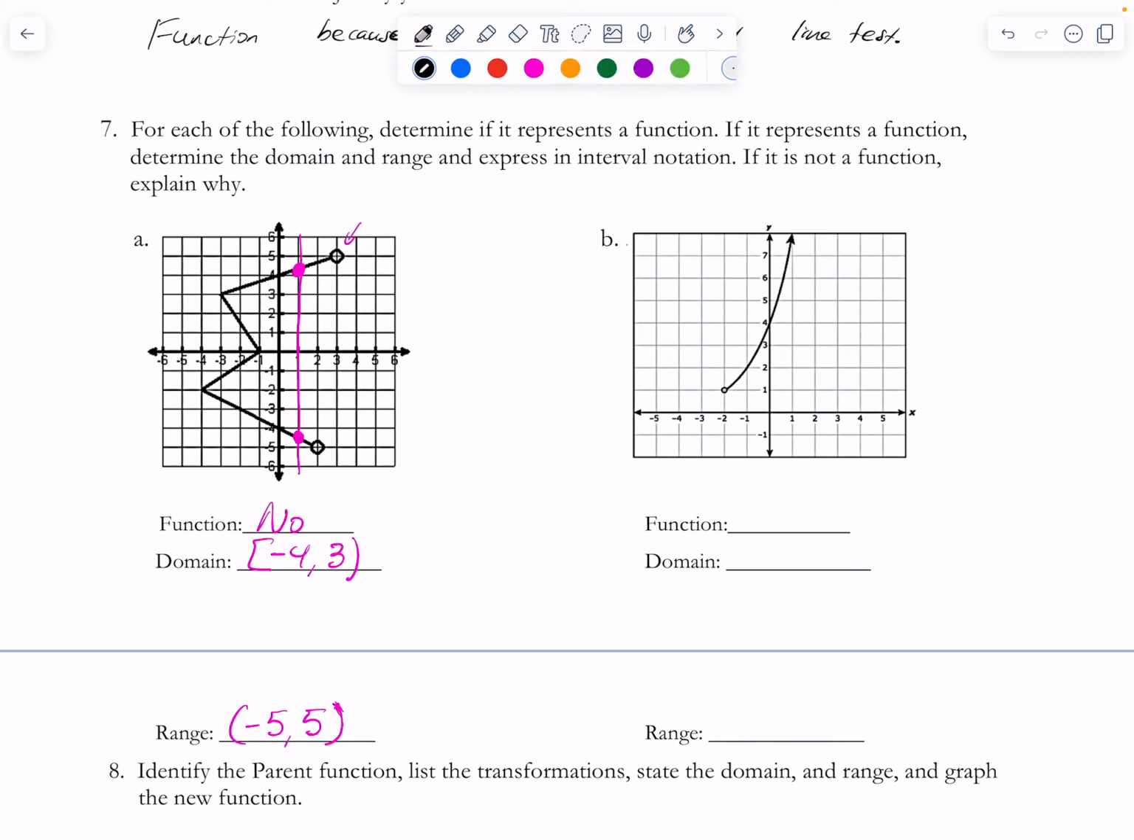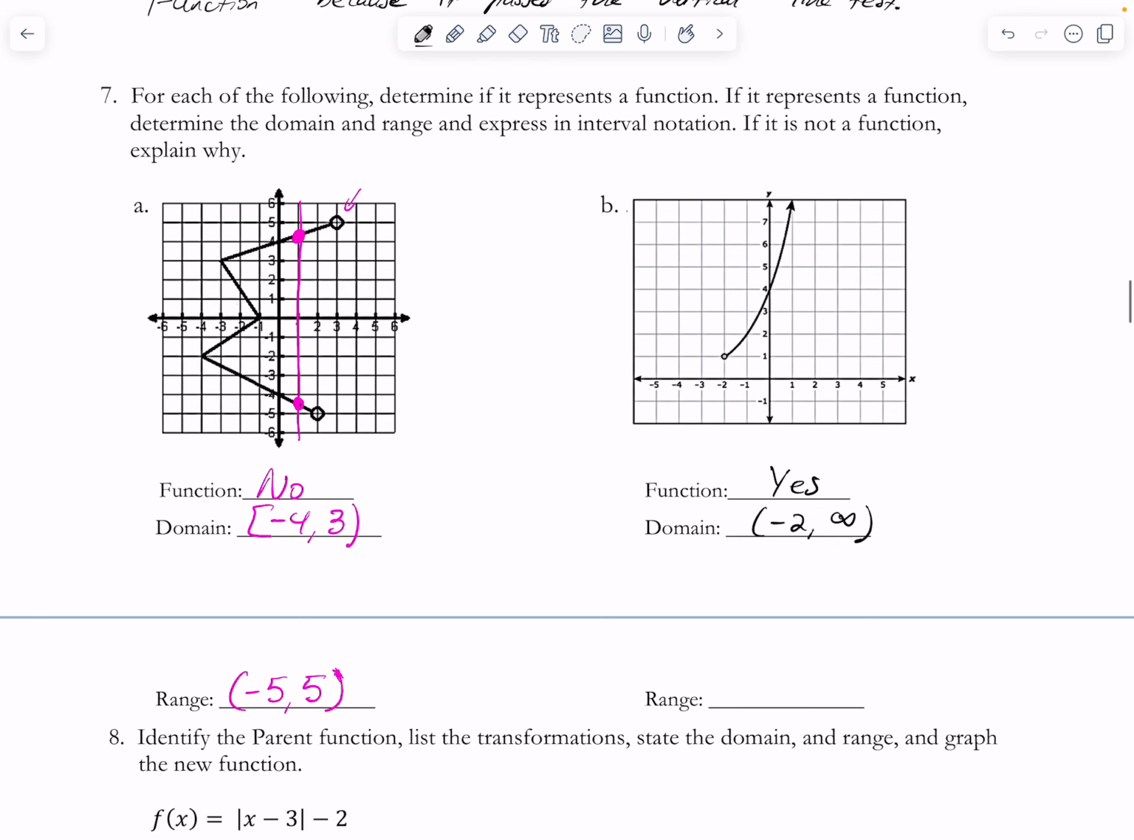The next one is a function. It looks like it passes the vertical line test, so yes, this is a function. And for the domain, our lowest x value is going to be -2, but it's not included. So I put that parenthesis, and we're moving to the right forever towards infinity. And for the range, the lowest y value is 1, but it doesn't include 1, all the way up towards infinity.